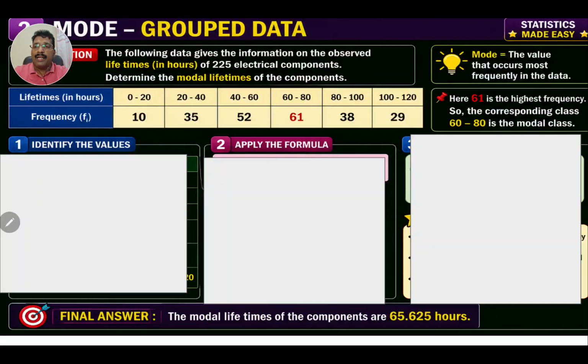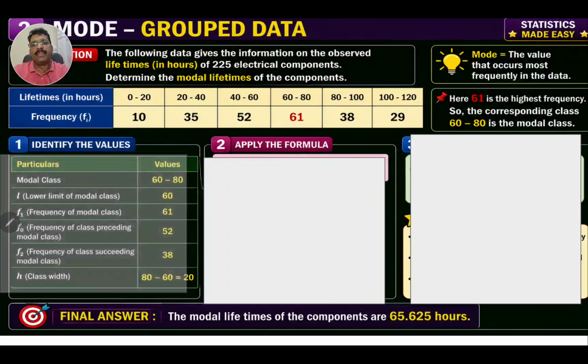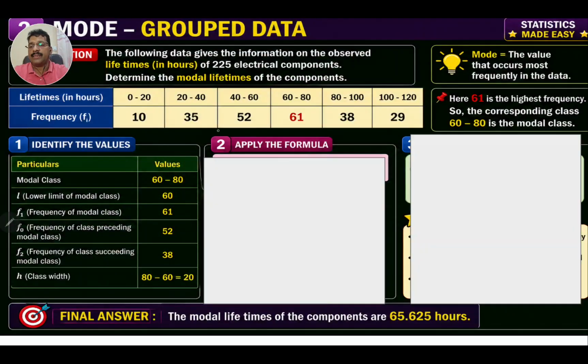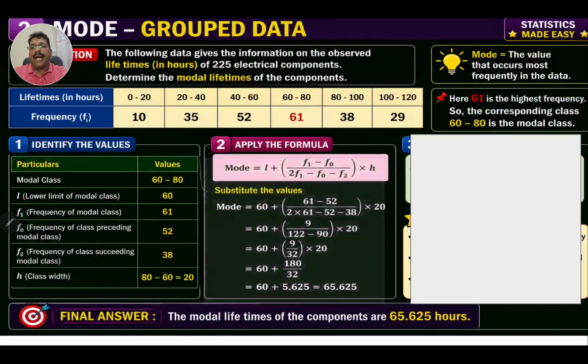So among all the frequencies, which is the highest frequency? 61 is the highest frequency. That class is called the modal class. So the modal class frequency 61 is the f1 value. The one before that is f0, that is 52. f2 is the frequency succeeding the modal class, that is 38. The class width h is upper limit minus lower limit, that is 20 minus 0, 20. We can take any class. Now apply the formula and simplify.